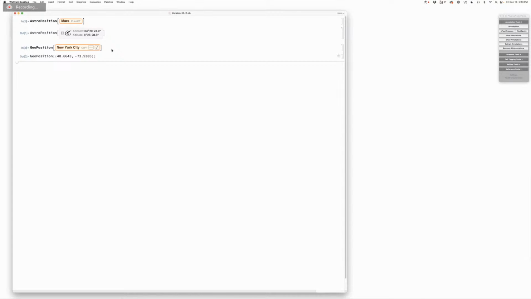Now, conveniently, New York City doesn't move over time. And so this geoposition is just a fixed thing that we can compute once and for all. The planet Mars does move over time. I bet if I recompute this again, oh, look at that, it moved.